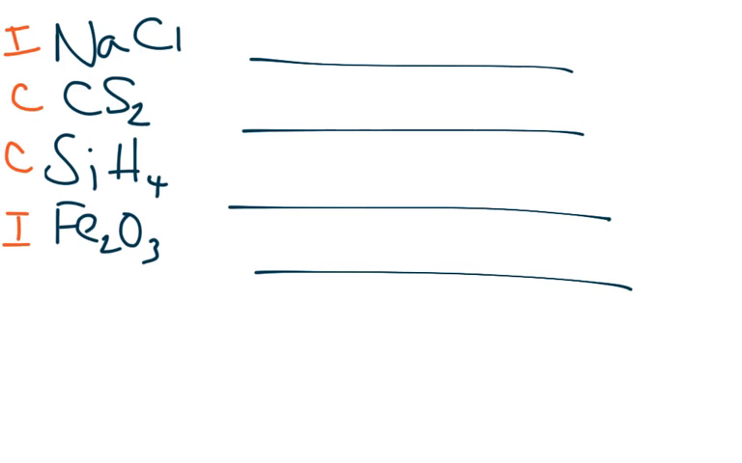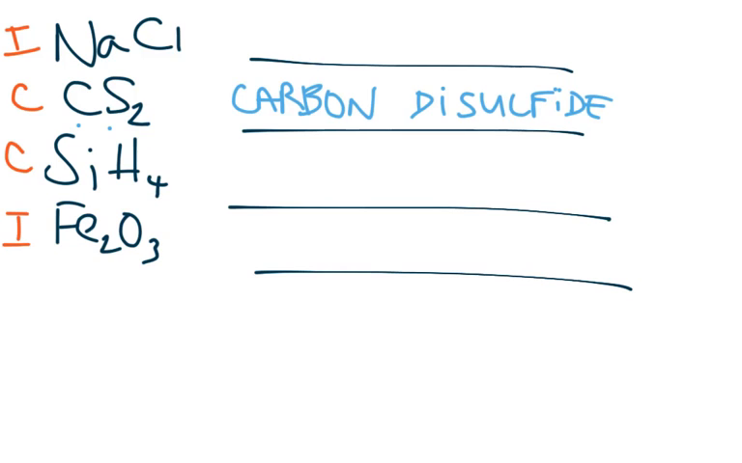So going back, CS2. Well, the prefix on the first one would be mono, except I have to remember I don't put mono on the first one, so that's carbon. And then I've memorized the prefix for 2 is di, and it still has to end in ide. So carbon disulfide. Now I've got to do the same thing for the next covalent.